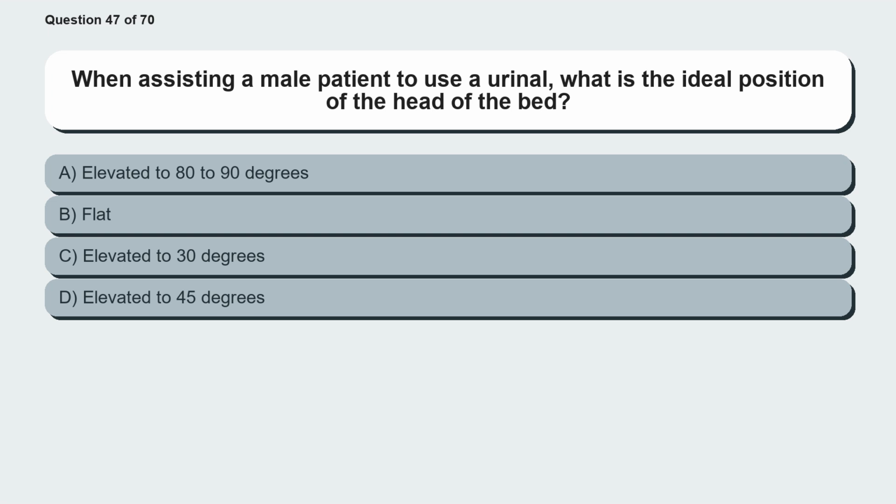Question 47. When assisting a male patient to use a urinal, what is the ideal position of the head of the bed?